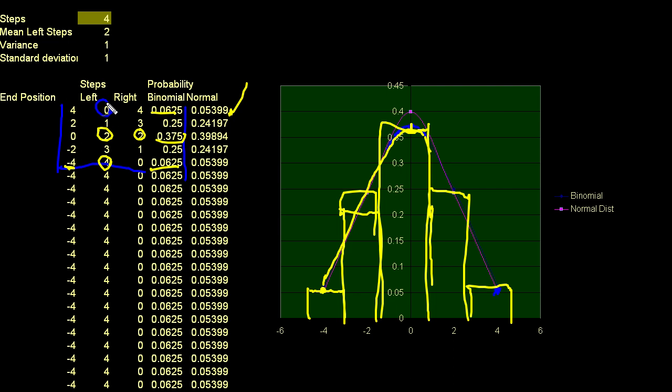And this is a little bit tricky because the binomial distribution is a discrete probability distribution. You could just look at this chart and say, what is the probability of having exactly, let's say, 1 left step and 3 right steps, which puts me right here. Well, you just look at this chart and read that probability. It's actually 0.25. So I have a 25% chance of ending up 2 steps to the right. The normal distribution function is a continuous probability distribution.